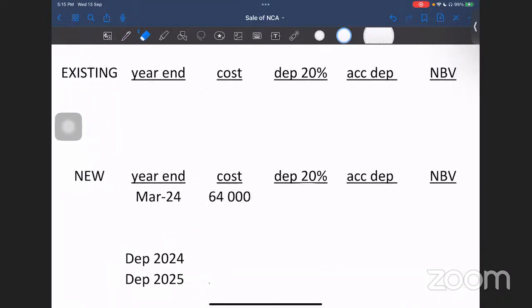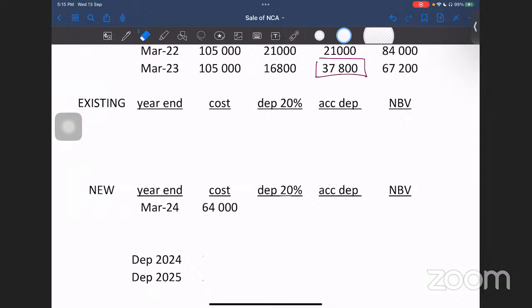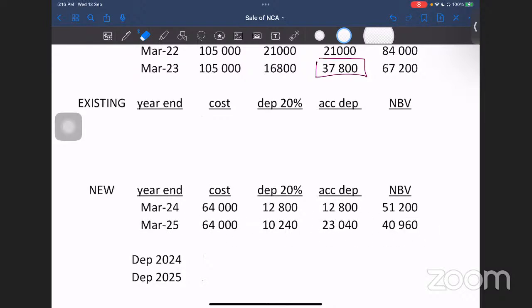Cost, I will just take from the question itself. Then depreciation is 20% times 64. Acc D will also be the same. So same thing to find your NBV: cost minus acc D. You get this. And then for the question, I'm actually interested in 2024 and 2025. So let's continue this until the second year. So this should be what you get for your table. Okay, so it's actually the same thing that we've been doing before.